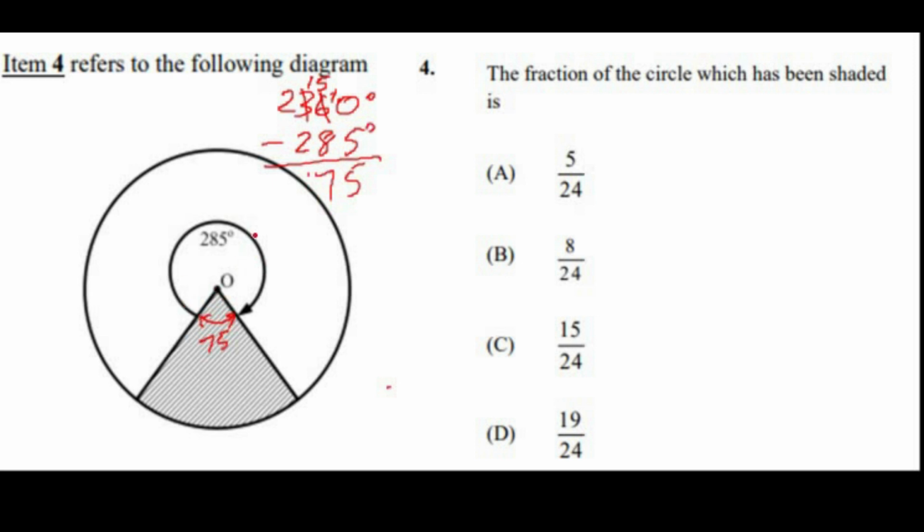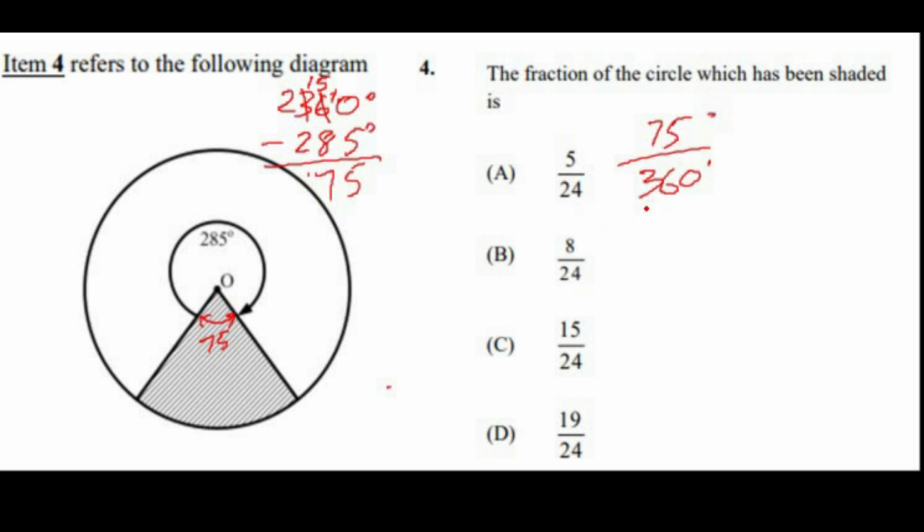When added to the external angle, we get 360. External plus the internal creates a circle, basically. And so we have 360 degrees together. But the sector angle, the shaded region, is a sector. The shaded region represents 75 out of a total of 360 degrees.